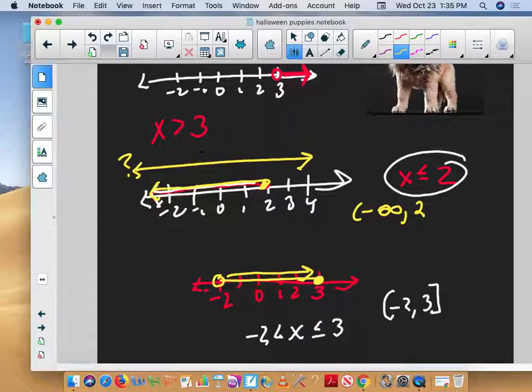Closed circle, a bracket. Anybody know why I never, ever, ever put a bracket on infinity? We'd be millionaires probably if we knew what that was, wouldn't we? We can't capture infinity. We can't land on it because then somebody would add 1 to it and we'd have to go there. Y'all okay? Yeah.